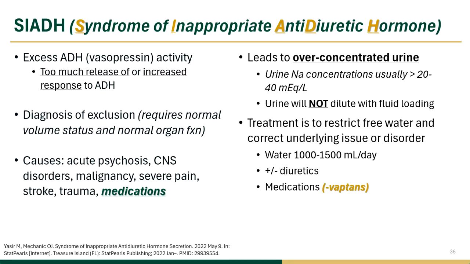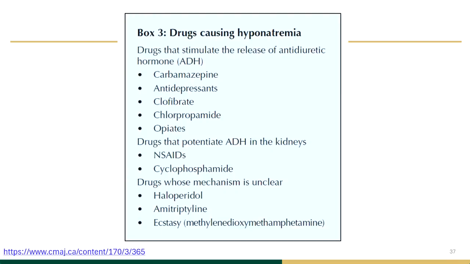And then the medications that we'll talk about on the next couple of slides, the Vaptans. They actually are my second favorite class of drugs because of what they do. But I mentioned that drugs can cause SIADH. So here are the drugs that stimulate the release of antidiuretic hormone. Carbamazepine, antidepressants, some drugs we probably don't use that much, clofibrate and chlorpropamide. Opiates can increase the release of ADH or the activity of it. Drugs that can increase the activity of ADH in the kidneys: NSAIDs.